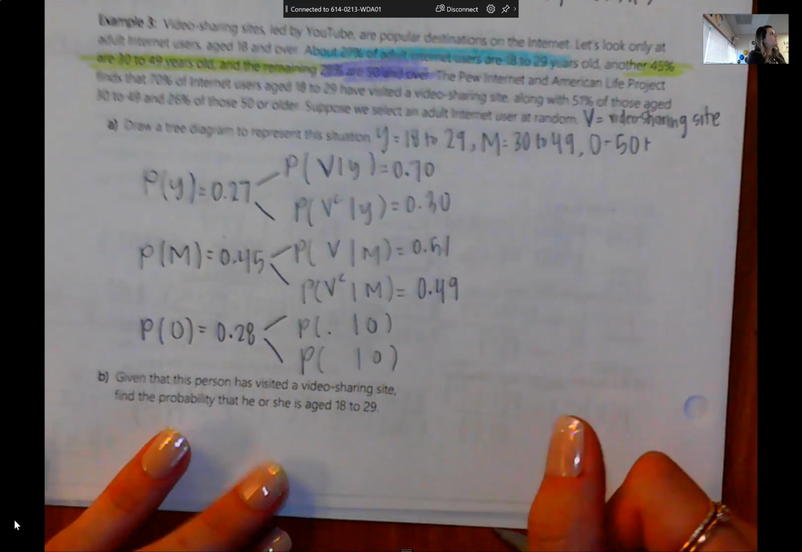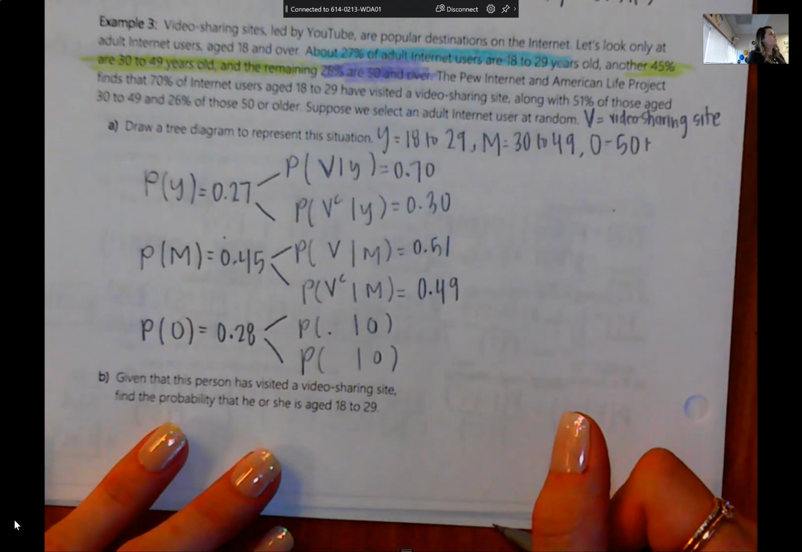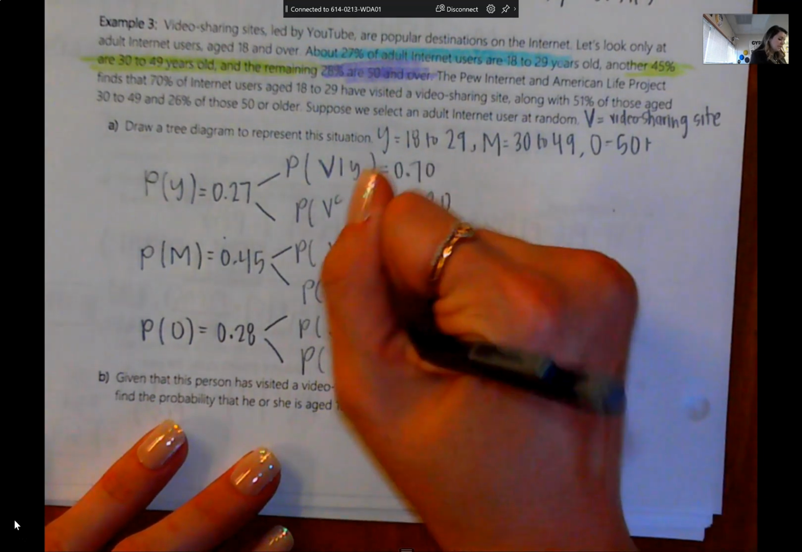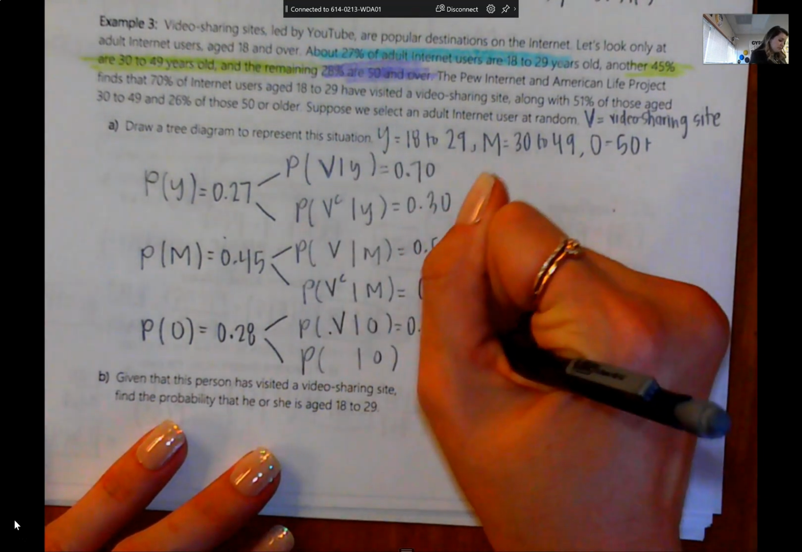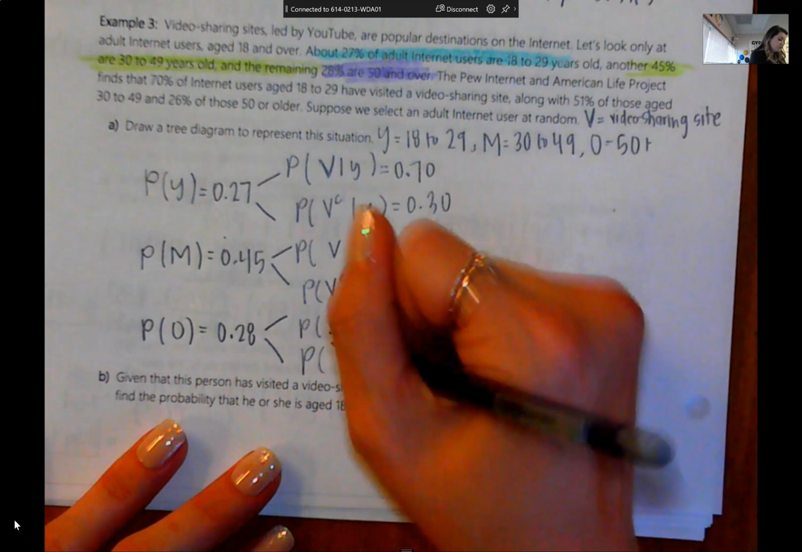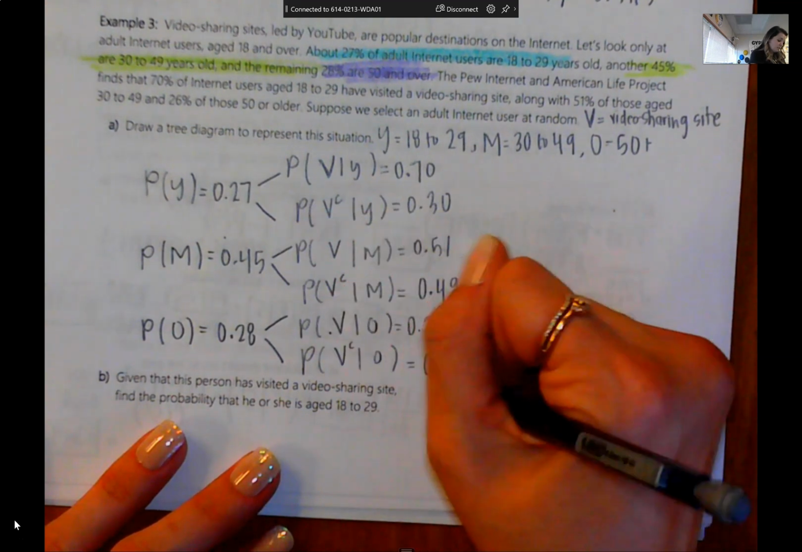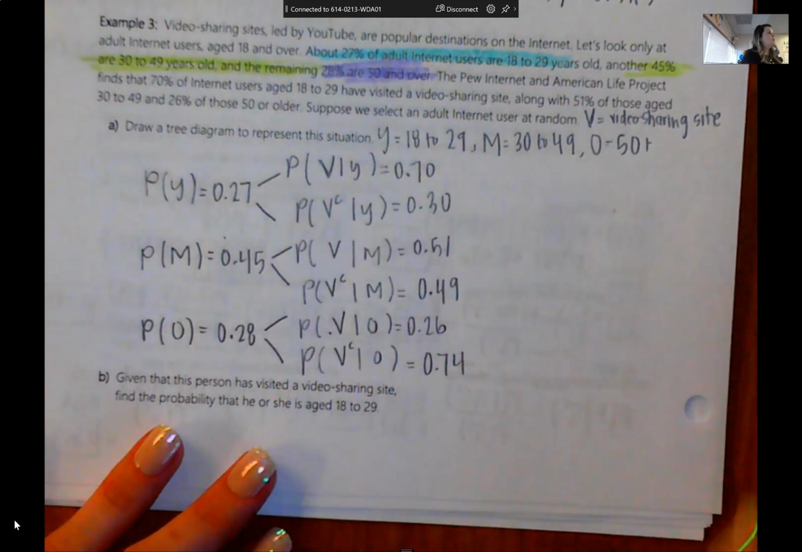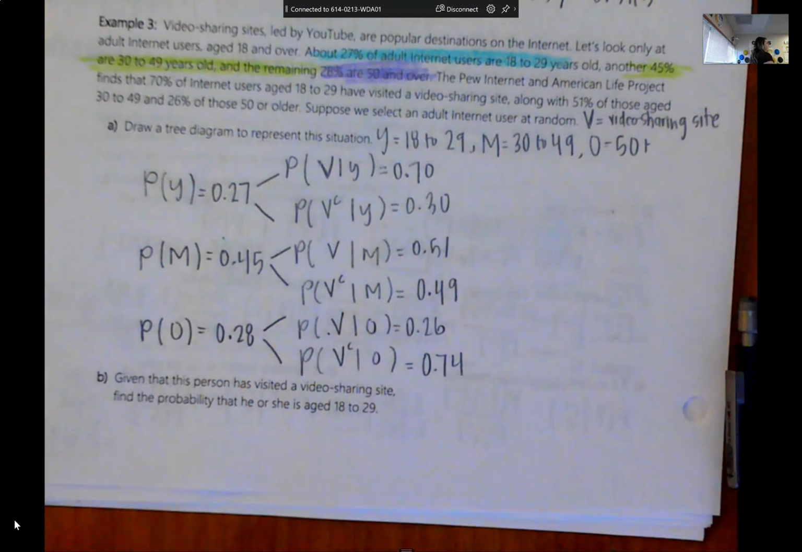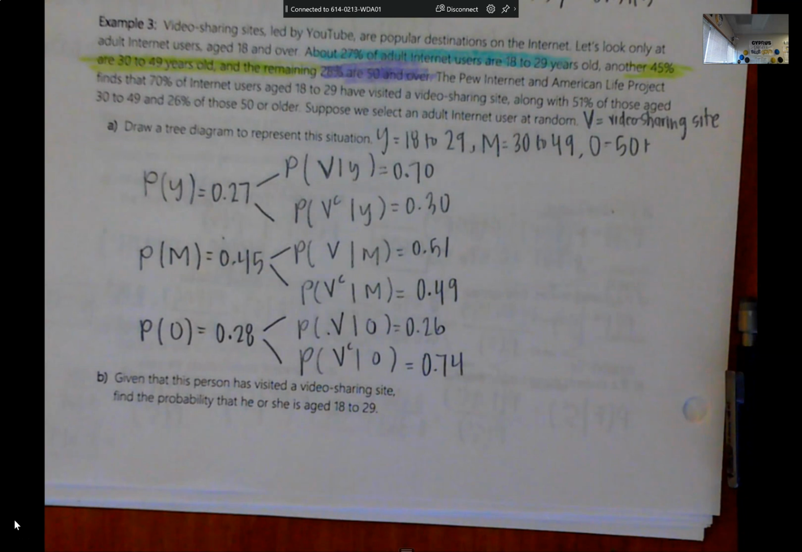And then last, 26% of the oldies visit, which means how many do not? 74. That makes sense to me. Of all of the age groups, the one with the largest proportion that go to video sharing sites is the young group. And the smallest proportion is the old group. So that would make sense.